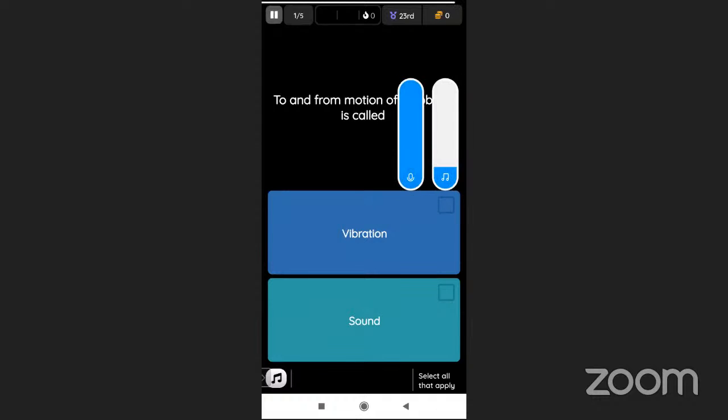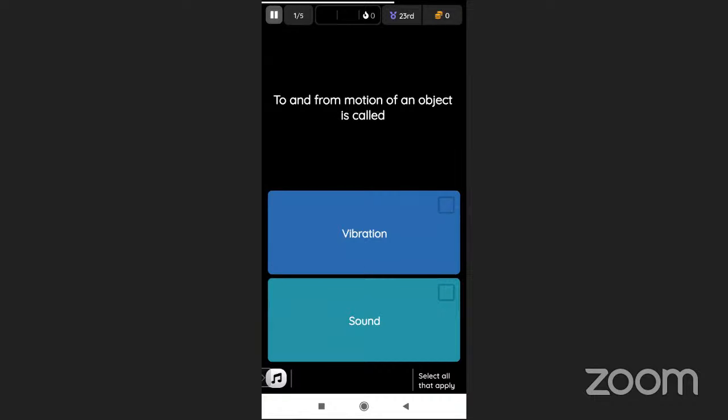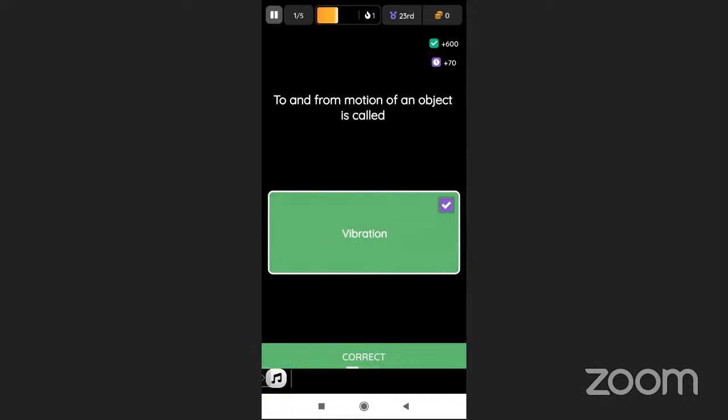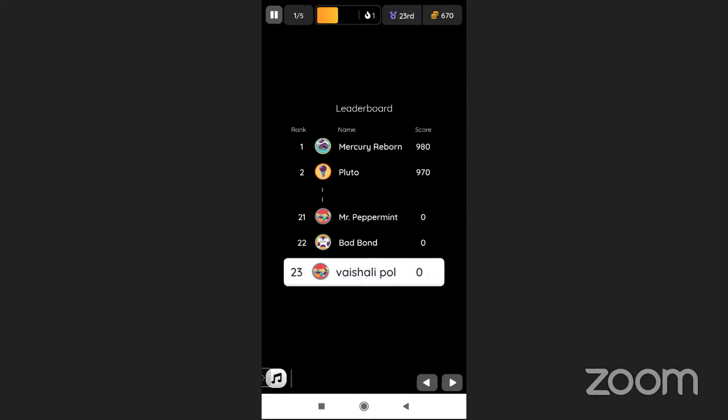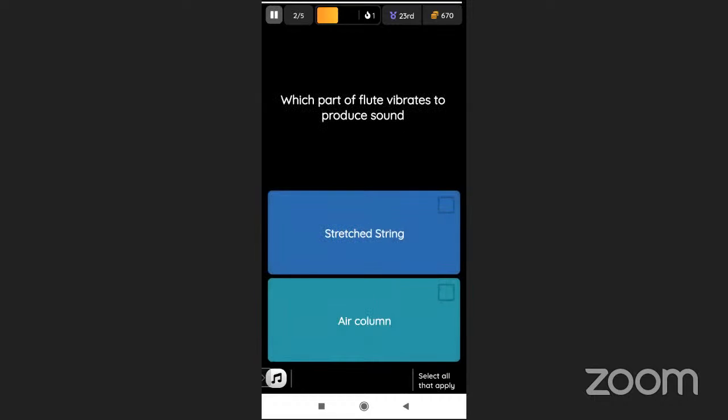Tell me the answer. To and from motion of an object is called what? Vibration or sound? What do you say? To and from motion of an object is called what? Vibration. Let's check. Yes, it is vibration. Very good. Excellent. We will move on to the next question.